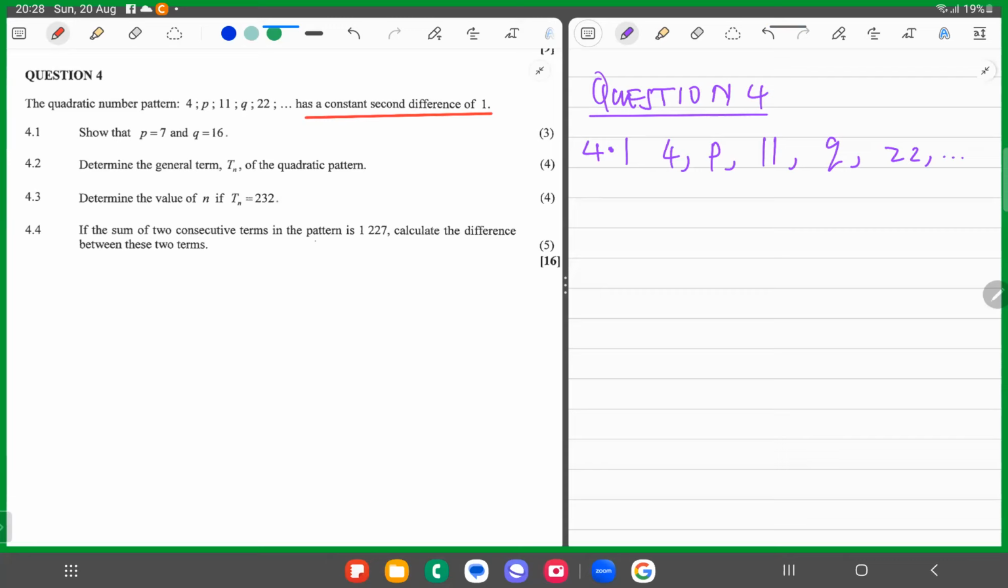Let's look at this one, question 4. We're going to find the differences here. Here you say p minus 4, here 11 minus p, here q minus 11, and here 22 minus q. Okay, so continue with this.